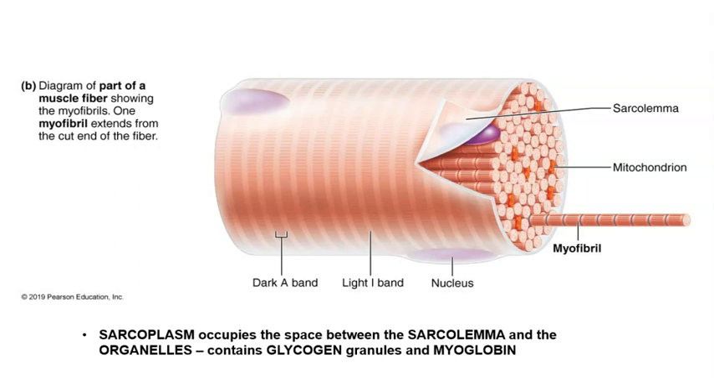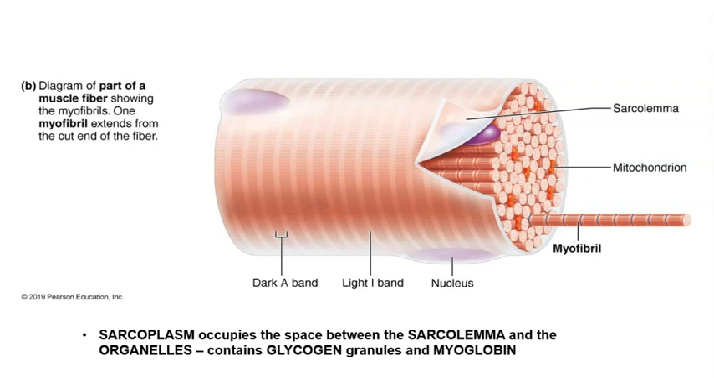The sarcoplasm is the cytoplasm of the skeletal muscle cell, and we find that it occupies the space between the sarcolemma and the organelles that are contained within the skeletal muscle cell. The muscle cells also contain a lot of glycogen granules because glycogen is a form of stored glucose that the cell can then use as fuel. Particularly the mitochondria can use it as fuel to make ATP.